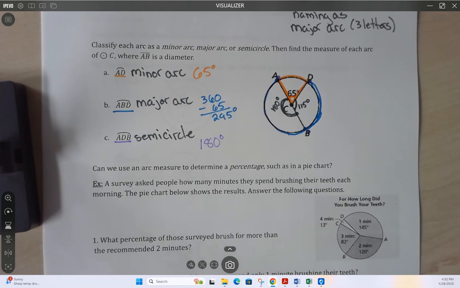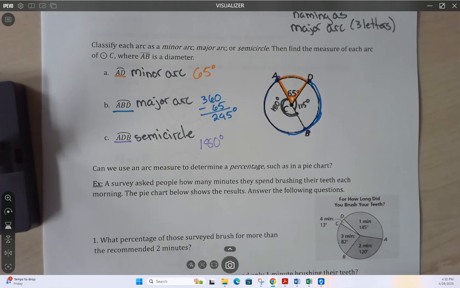Why we were given arc measures instead of the percentages in the first place doesn't make a lot of sense to me, other than it's a geometry question. But we can. So here, this survey asks people how many minutes they spend brushing their teeth each morning. The pie chart below shows the results.